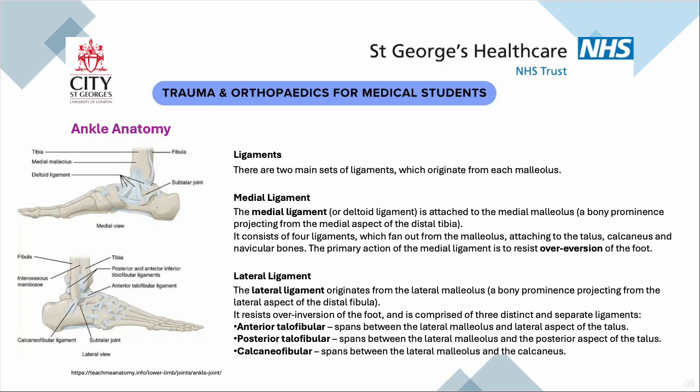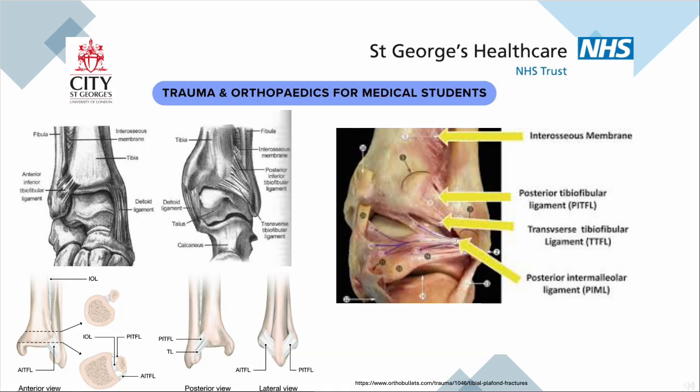The ligamentous structures around the ankle are very important, but you don't need to know them in huge detail. You need to be aware that there is a medial ligament, otherwise known as the deltoid ligament, and a lateral ligament which stabilizes the fibula. For those of you more interested, you can see here the arrangement of the ligaments and note the interosseous membrane which lies between the tibia and the fibula, as this is also important in ankle fractures and dislocations.